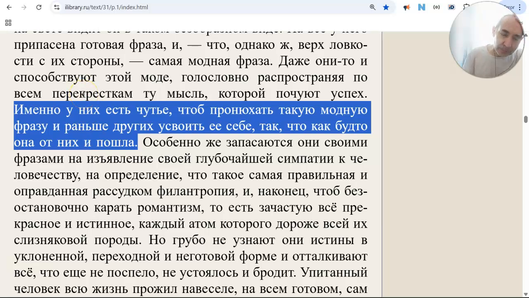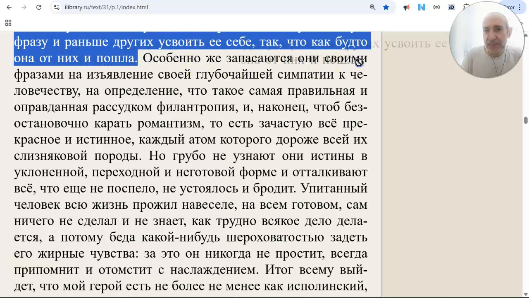So now, please see how it all works together. Именно у них есть чутье, чтобы пронюхать такую модную фразу. И раньше других усвоить ее себе. Так что как будто она от них и пошла. That's exactly them who have this sense of smell in order to smell such a fashionable phrase, and before others to absorb it for themselves, so that, as if, it originated from them. So it from them originated.